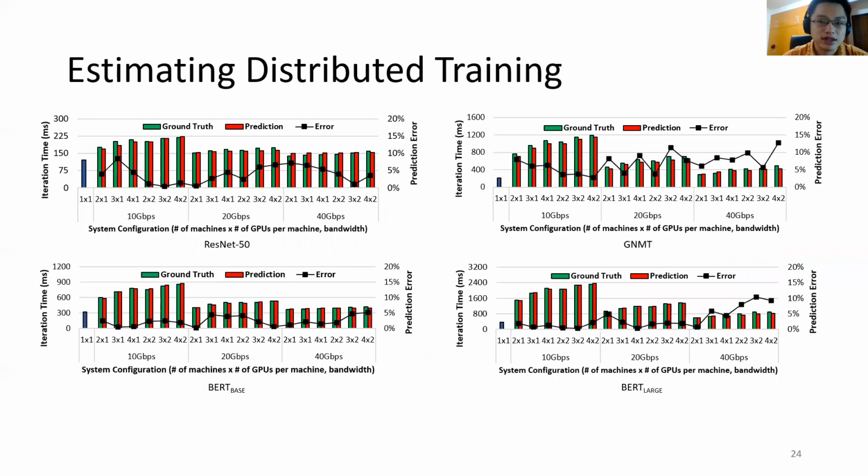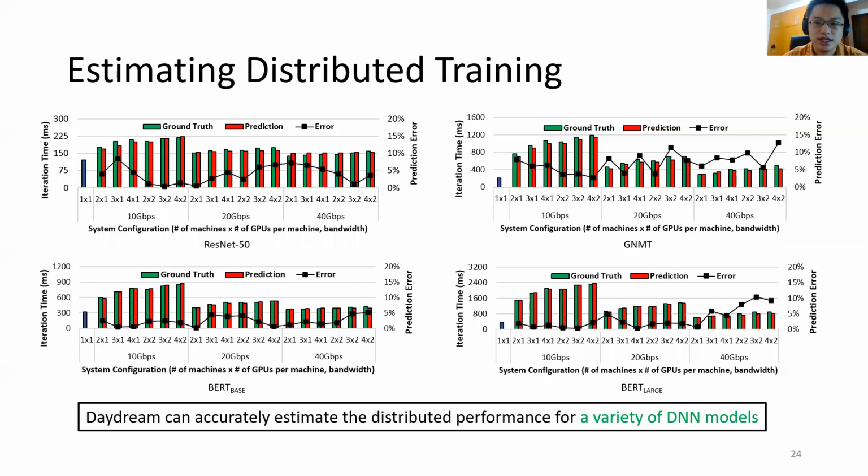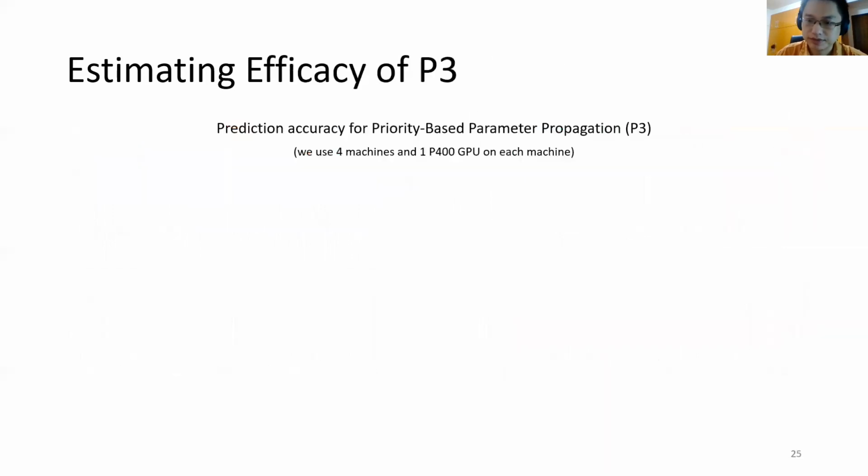We also evaluate 3 other DNN training workloads, and as you can see, the estimation errors are still generally less than 10%, showing that Daydream can accurately estimate the distributed training performance for a variety of DNN models.